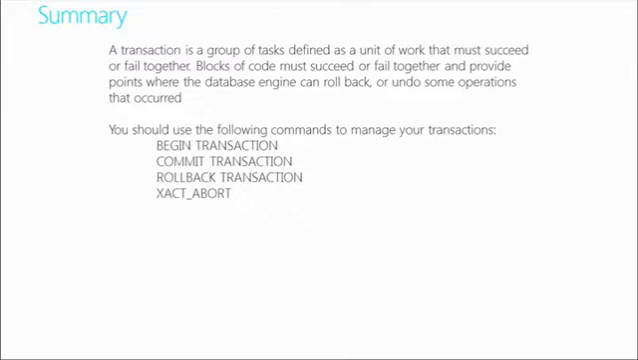And we looked at using the begin, commit, rollback transactions, and we can also set something at the system level for aborting a transaction if it shouldn't be committed. So that's what we did in this module.